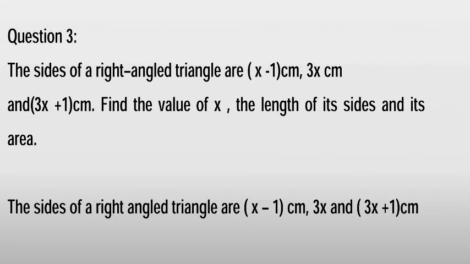According to the properties of a right angle triangle, it is well known to us that hypotenuse is the greatest side or the longest side in a triangle. So among these three values, x minus 1, 3x and 3x plus 1, 3x plus 1 is the greatest. So that means 3x plus 1 is the measure of the hypotenuse of this right angle triangle. So the measure of the remaining two sides are x minus 1 and 3x.